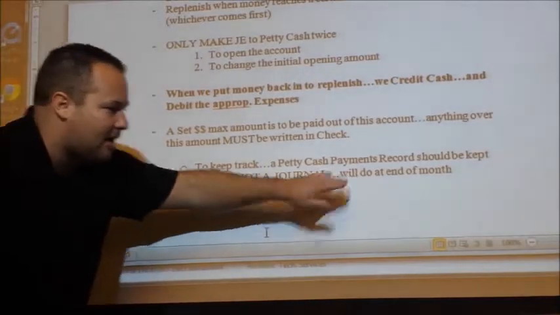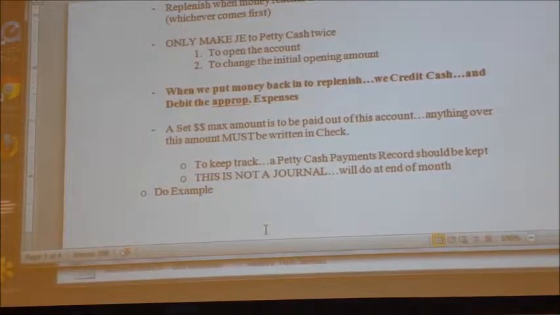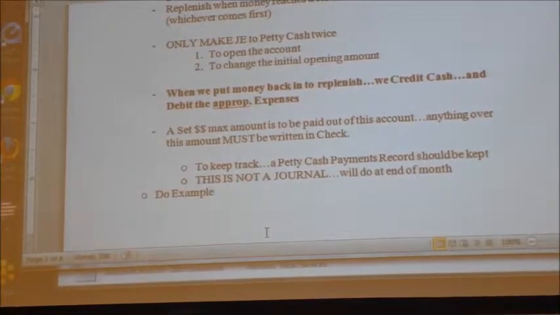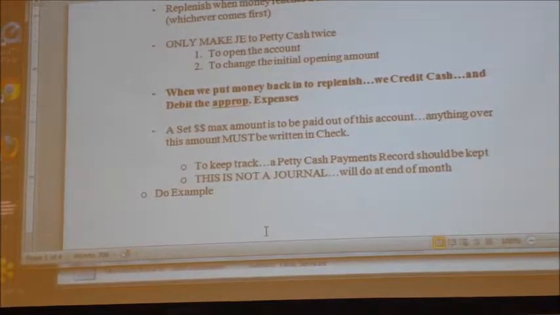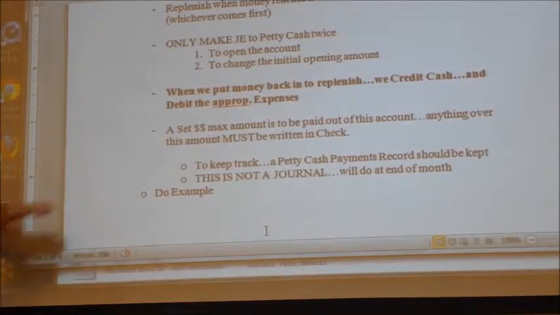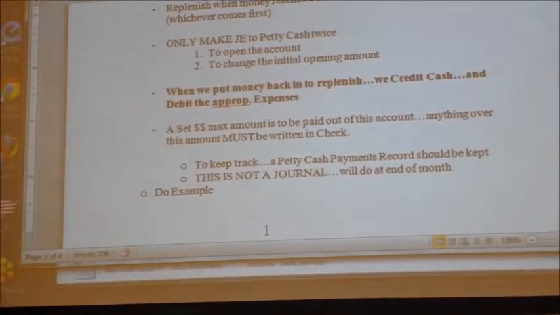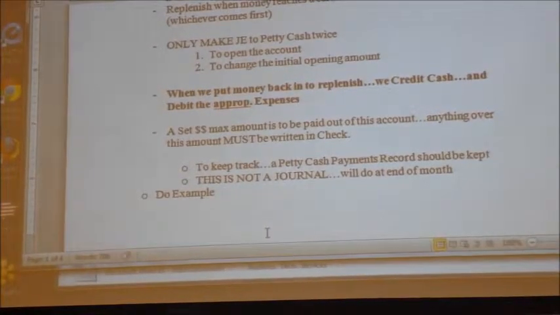And then at the end of the month, when I go back and replenish the fund, that's when I'll journalize that says postage expense, $16.58. So you only journal with this petty cash account, and you only journal when it's time to replenish it, not every single time.